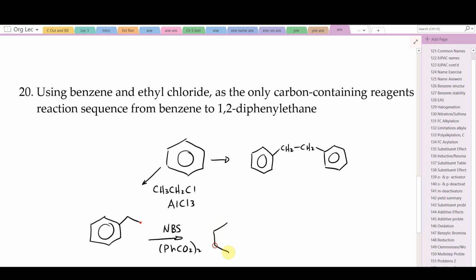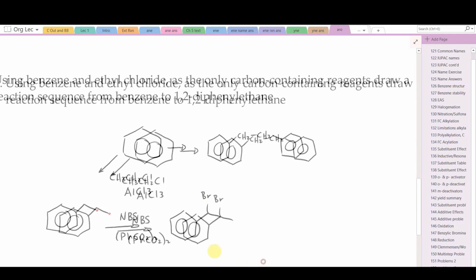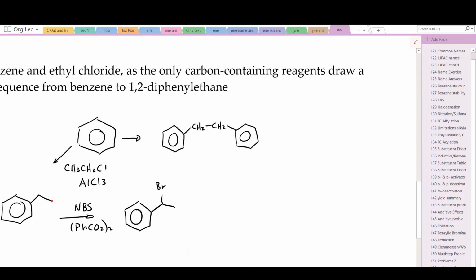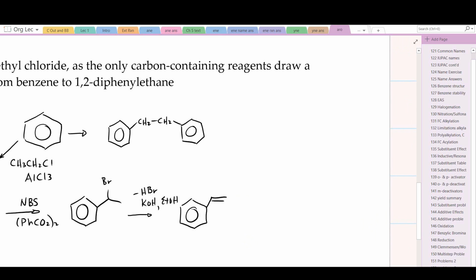We brominate the benzylic carbon. It's not exactly where we want. We'd like to have that bromine on the end carbon. Can we move it over? Well, what if we carried out a dehydrohalogenation with KOH and ethanol? And that would give us an alkene. Is there a way we can move a functional group to the end carbon?